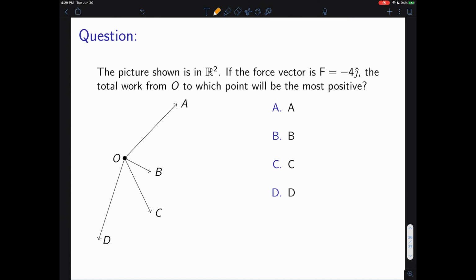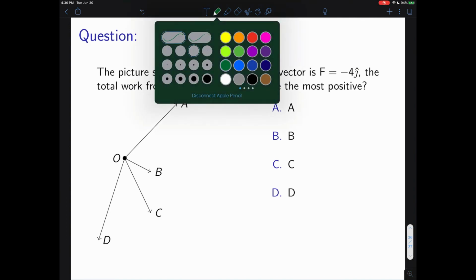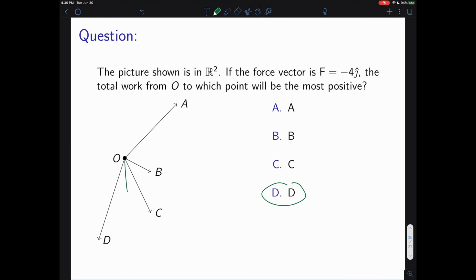A question for you. The picture shown is in R2. There's no funny 3D stuff here. If the force vector F is minus 4j, it's not drawn in the picture, but it's minus 4j, then the total work from O to which point will be the most positive? A, B, C, or D? So the answer is D. Our force vector is this one, minus 4j. That's pointing straight down. So which one has the most positive dot product with our green vector? Or in other words, which one has the biggest component in that direction? And the answer is D. It goes the furthest down.